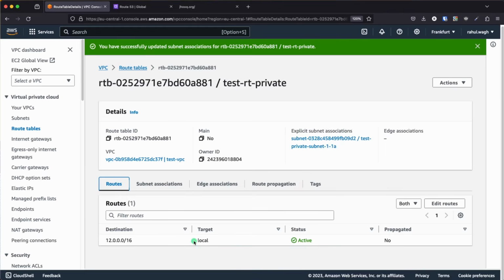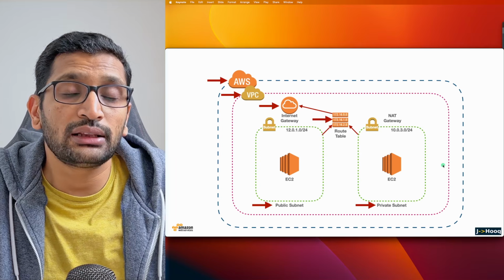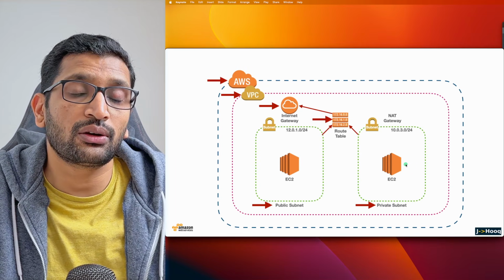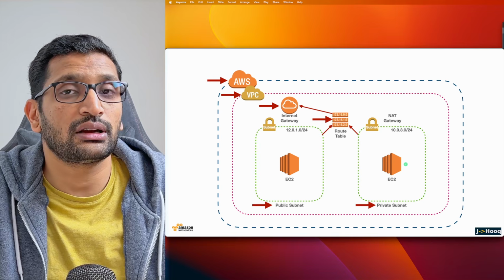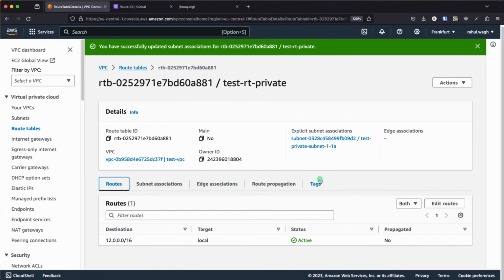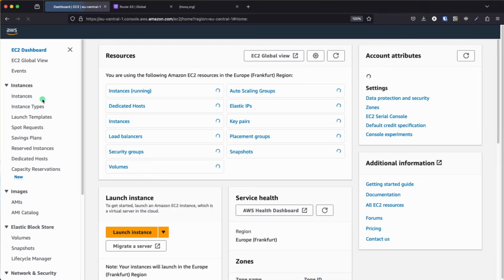All right, so let's go back to our diagram once again. Here you can see our route table has also been created now. Let's move ahead, and the next resource which we need to create is the EC2 instance, and we are going to create an EC2 instance inside our public subnet. So let's go back to our AWS console, go to the home page, and click on EC2 instance.